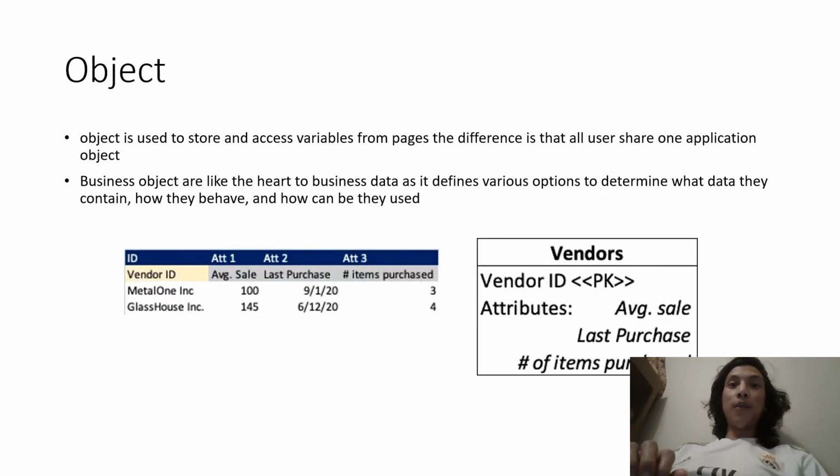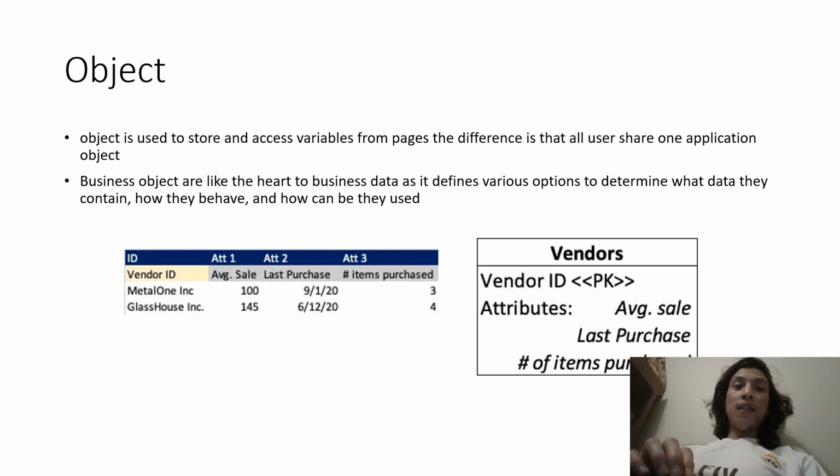And while talking about the object, the application object is used to store and access variables from pages, so all the users share one application object. The application object holds information that will be used by many pages in the application, like database connection information. This information can be accessed from any page and can be changed in one place. The changes will be automatically reflected on the pages.